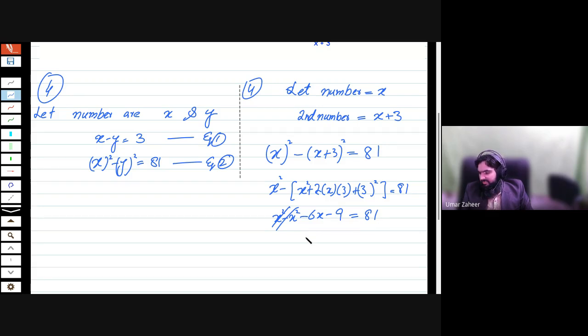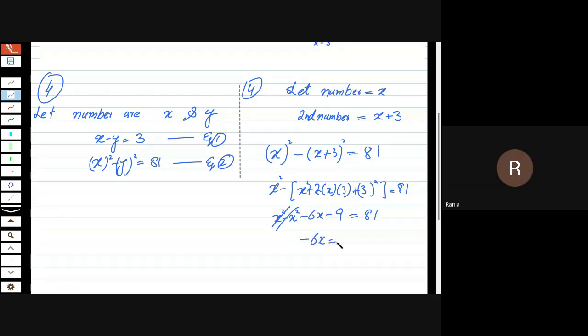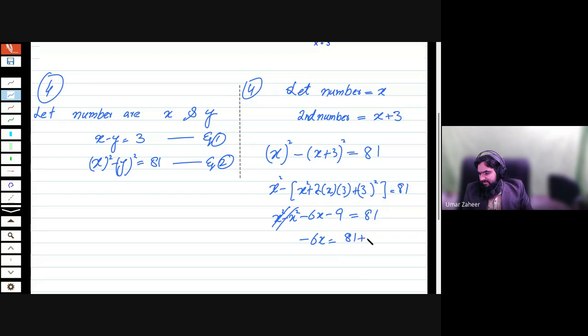Now I'm going to get... Sir, would we take 9 to the other side? Yes, I have to take it to the other side, but I'm getting something different.